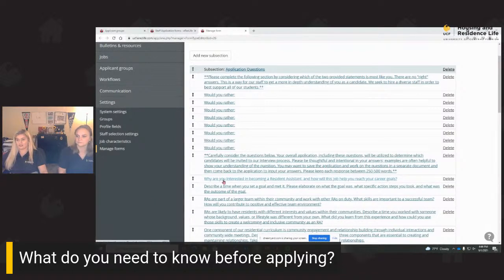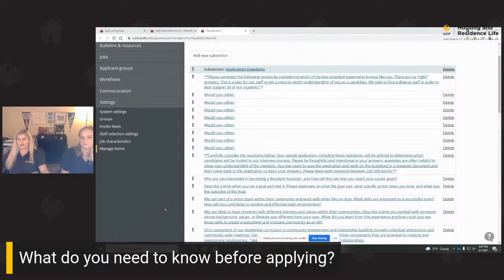One of the questions is, why are you interested in becoming an RA, and how will this job help you reach your career goals? The next question is, describe a time when you set a goal and met it. Please elaborate on what the goal was, what specific action steps you took, and what was the outcome of the goal. Our next question is, RAs are part of a larger team within their community and work with other RAs on duty. What skills are important to a successful team? How will you contribute to positive and effective team environments?